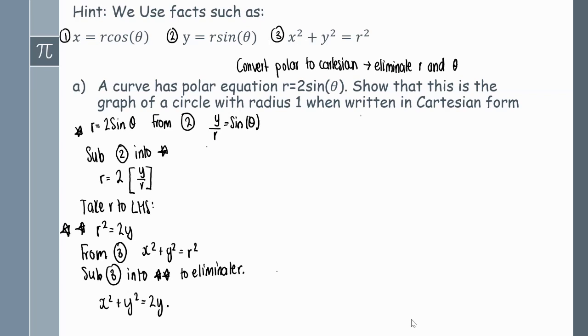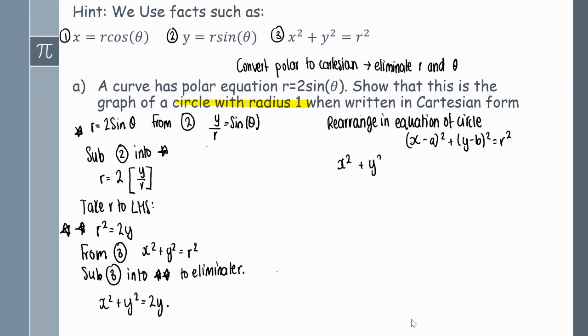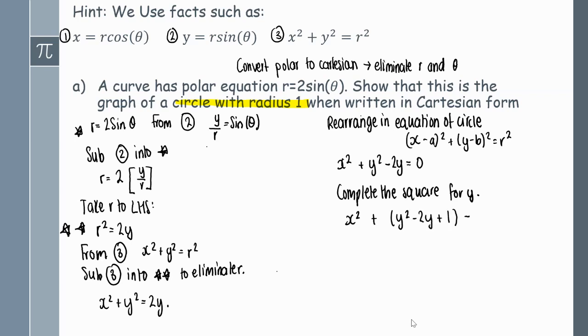Lastly, I've got to show that this Cartesian equation is actually a circle with radius 1. And remember the equation of a circle? That's what I'm trying to get this equation to look like. So I'm going to have to complete the square for the values of y here. The x squared can stay, that's fine. Let's look at the y. I could rewrite y squared minus 2y as y squared minus 2y plus 1. But remember, if I add the 1, I've got to subtract a 1. That all still remains equal to 0.